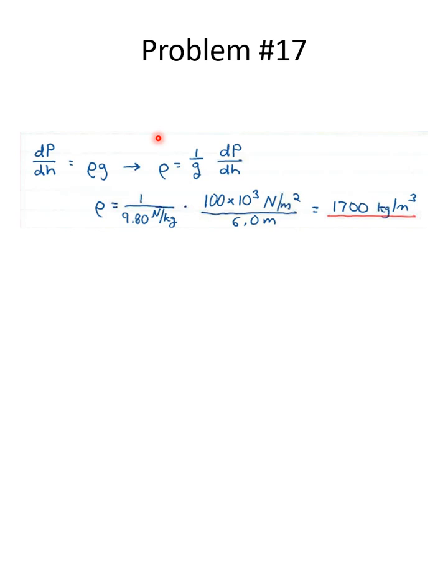And again, dP dH is the rate of change of pressure. Plugging those numbers in, we have density is 1 over g, so 1 over 9.8 newtons per kilogram. Pressure change per depth change, it's 100 kilopascals. Well, a pascal is a newton per meter squared, so let's call that 100 times 10 to the third newtons per meter squared per 6 meters. So divide by 6 meters, and you should get 1,700 kilograms per meter cubed.